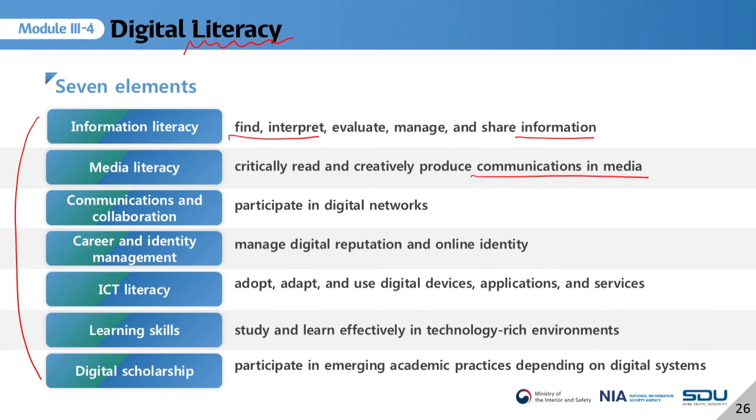Third element of digital literacy is communication and collaboration. People can participate in digital networks. Fourth element is career and identity management. This is the ability to manage digital reputation and online identity. And ICT literacy. This is the ability to adapt and use digital devices.